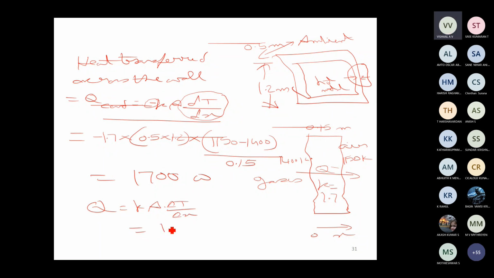So what you can do is this is 1.7 multiplied by 0.5 multiplied by 1.2 multiplied by 1400 minus 1150 divided by 0, which will again give you 1700 watts. So in this way, you can actually get rid of the negative sign, but it is a good practice, and some purists will prefer to have this negative sign because it avoids mistakes in complicated problems. Okay, so in this way we can solve this problem.